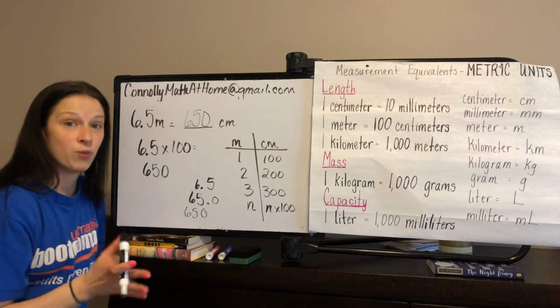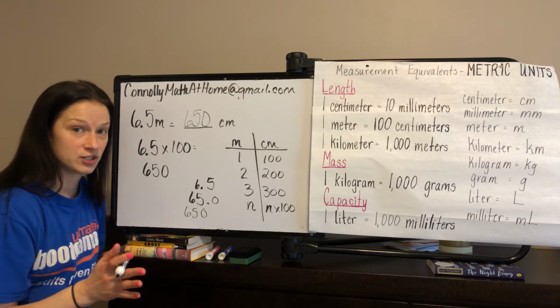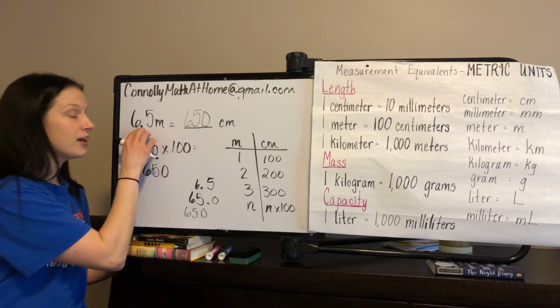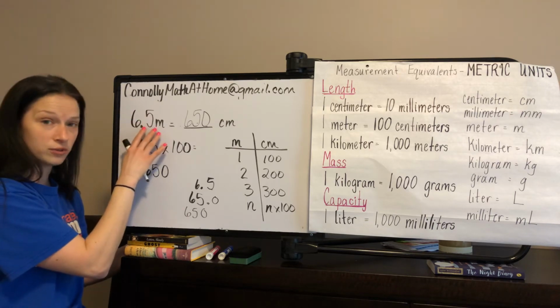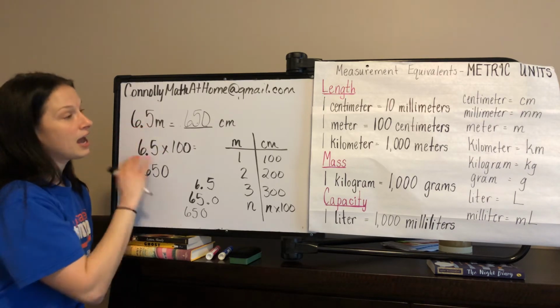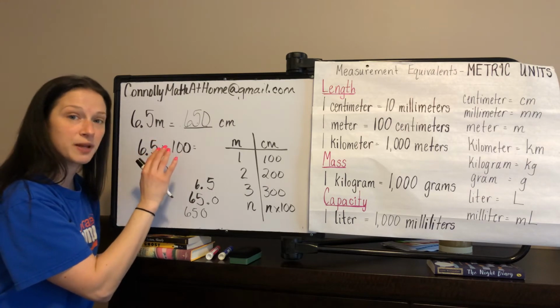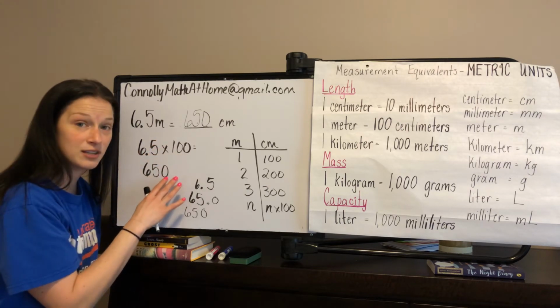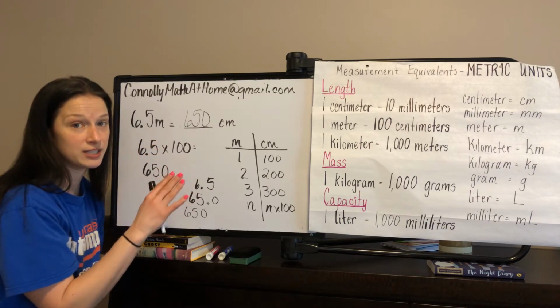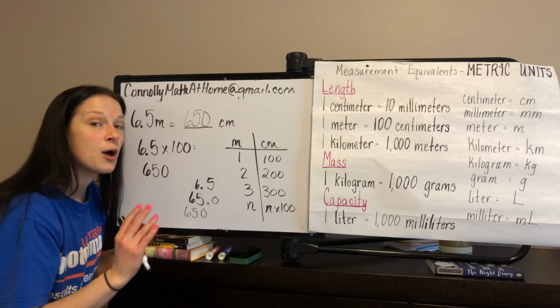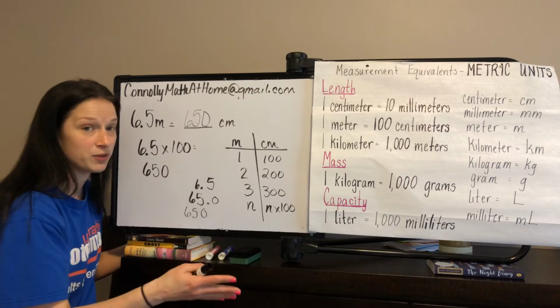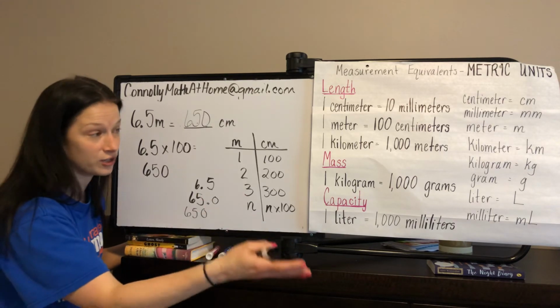So when you're doing conversions, you're going to see questions like this where you're not going to have a whole number over here. You're going to have numbers between wholes, and you're going to have to figure out, how do I multiply by 100? How do I multiply by 10? How do I multiply by 1,000 with those decimals? So with metric units, we're working on conversions, but we're also working on multiplying decimals by a multiple of 10: 10, 100, or 1,000.